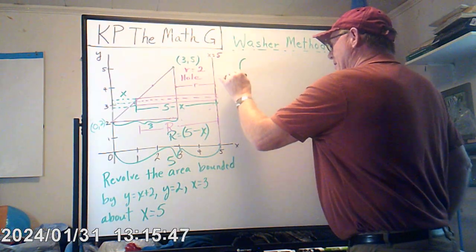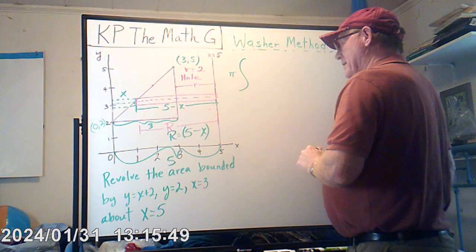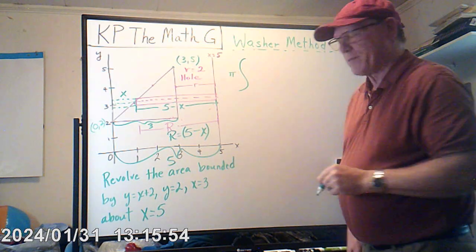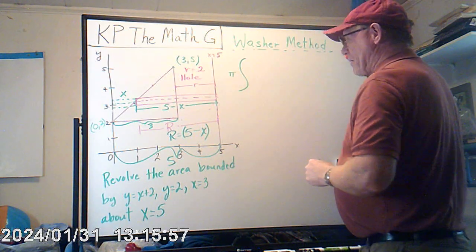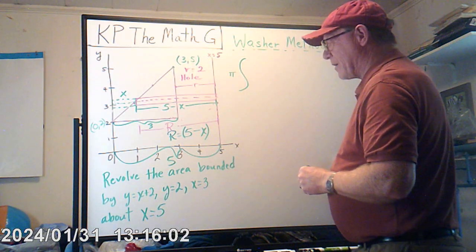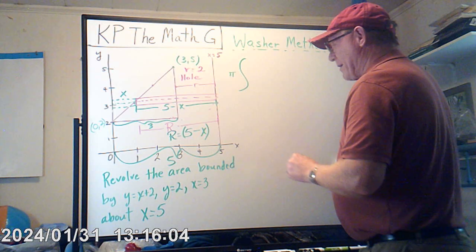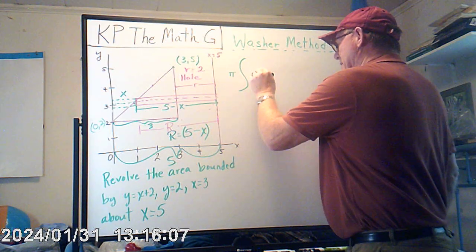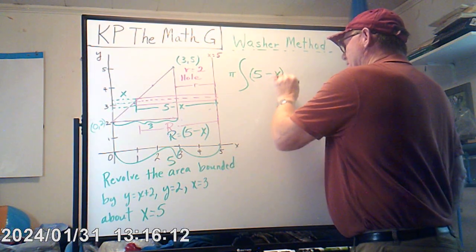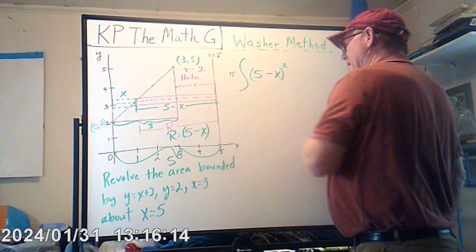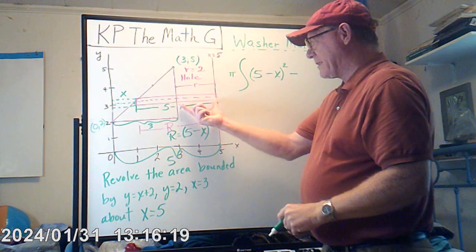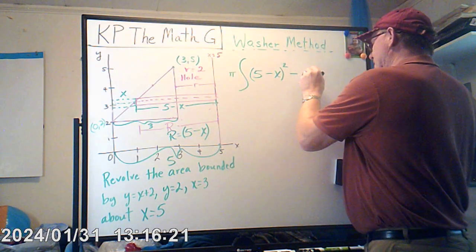Remember pi r squared, so pi. Now we'll worry about what the limits of integration are going to be in just a moment. You probably already know what they are, but I will tell you in case you're having trouble with that. We're saying 5 minus x, and for the time being, I'm going to write this down squared. Remember, that's a big radius squared. Now remember, we're subtracting off the circle, which is that distance there, which is 2 squared.